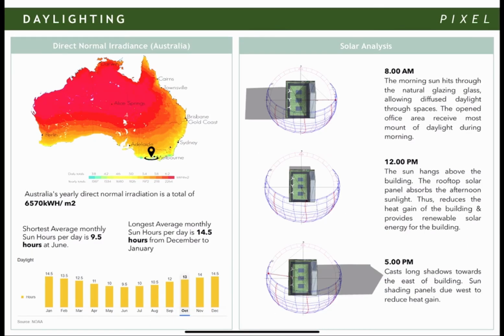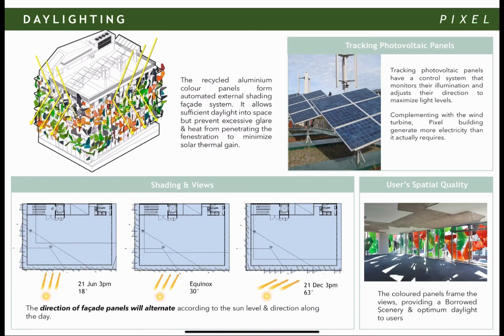Australia has fluctuating daylight hours. The longest average monthly sun hours per day is 14.5 hours from December to January, whereas the shortest is 9.5 hours per day in June. The daylight illuminance is controlled by an automated external shading facade system. It allows sufficient daylight into the space while preventing excessive glare. At the rooftop, the tracking photovoltaic panels have a control system that monitors their illumination and adjusts their direction to maximize light levels.